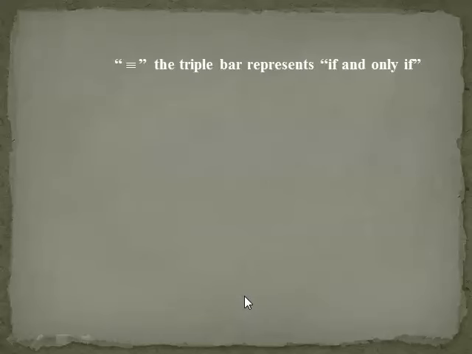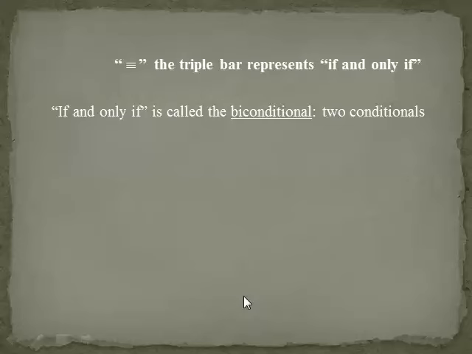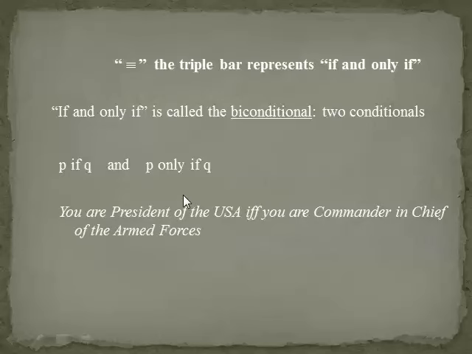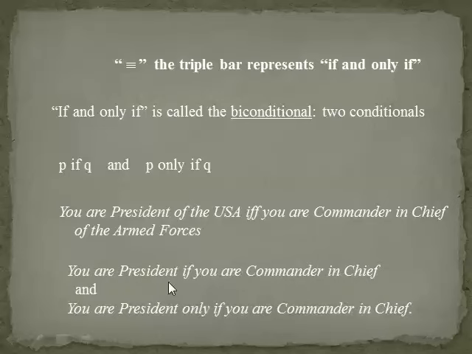Here's our last symbol, the triple bar. It represents the phrase "if and only if," which is called a biconditional. It's called a biconditional because there are two conditional statements linked together, P if Q and P only if Q. For example, you're President of the United States if and only if you are Commander-in-Chief of the Armed Forces. That means you're President if you are Commander-in-Chief, and it means you're President only if you are Commander-in-Chief. "If you are Commander-in-Chief" means that's a sufficient condition. "Only if you are Commander-in-Chief" means that's a necessary condition.